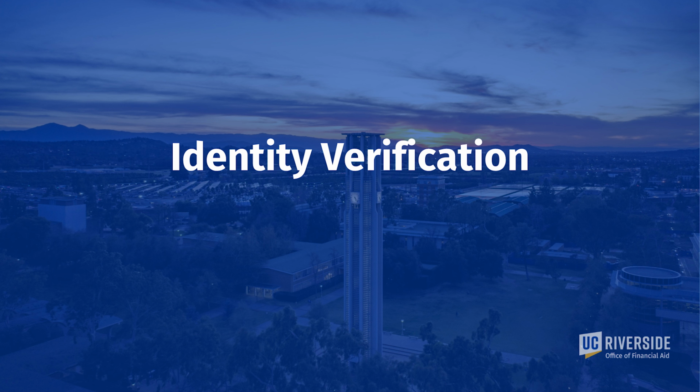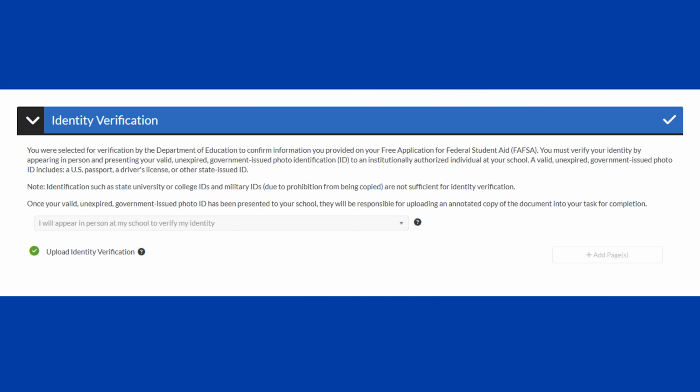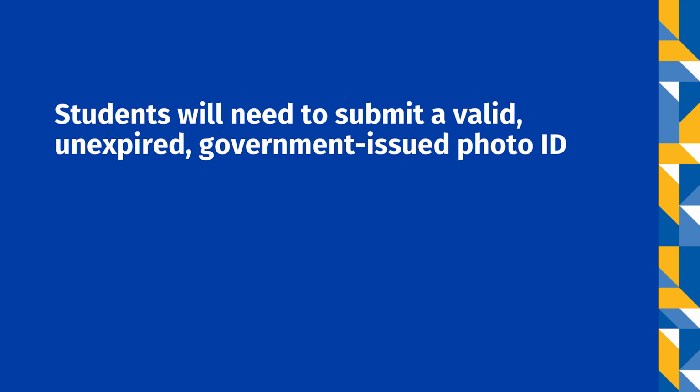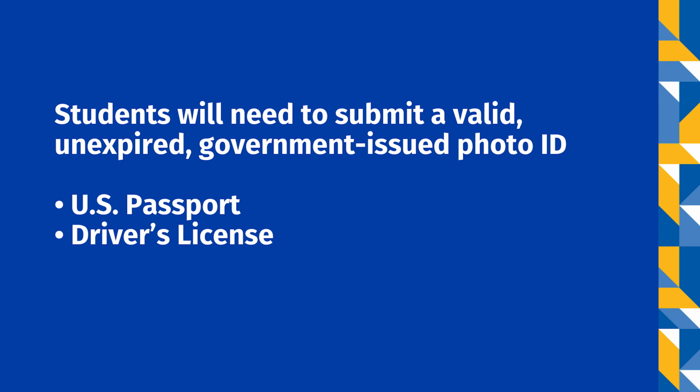Identity verification. Another common form of verification is called identity verification. This can be combined with the verification we just talked about, or it can be by itself. This type of verification was created by the U.S. Department of Education to help prevent fraud. Students will need to submit a valid, unexpired, government-issued photo ID, such as a U.S. passport, driver's license, or other state-issued ID.